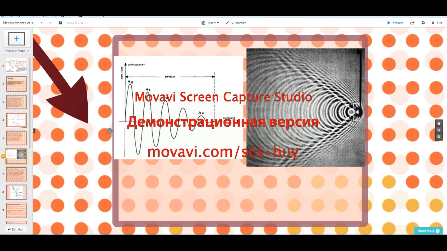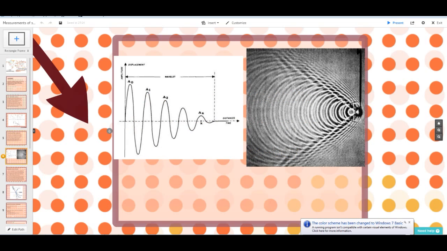This graph demonstrates how the amplitude of the sonic wave depends on distance and time. It can be clearly seen that the amplitude of the wave decreases as time and traveled distance grow.